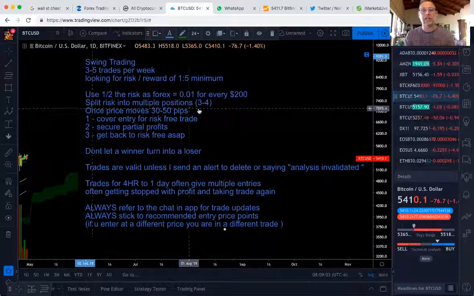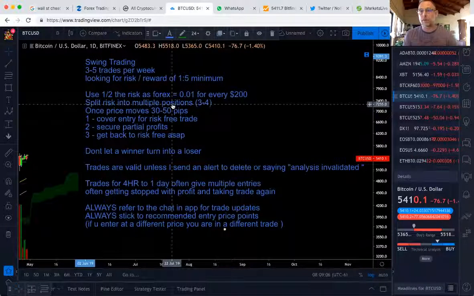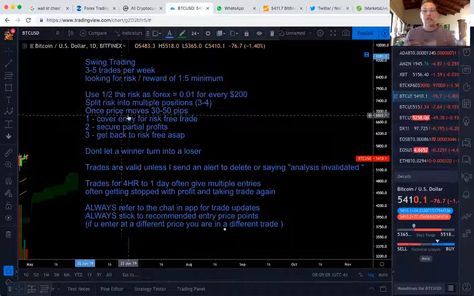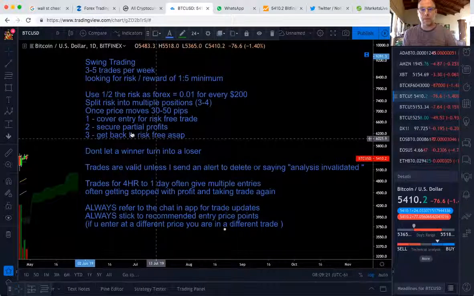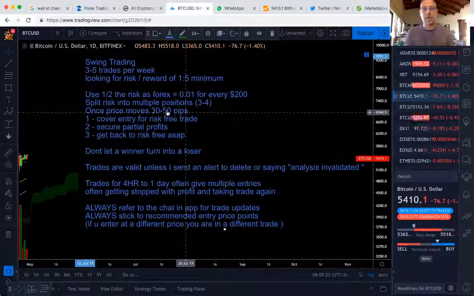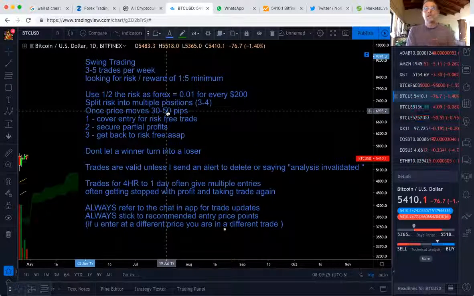First thing I would suggest is to first use half the risk that you do as Forex, all right? And then to split that risk, whatever your risk is, split it into multiple positions, okay? 3 to 4 positions entering in the same zone, okay? Because this gives you room to play with your trade. As soon as the market moves, okay, 30 to 50 pips in your favor. Now, like I said, we're looking for moves of minimum 250, 300 pips is what we're looking for.